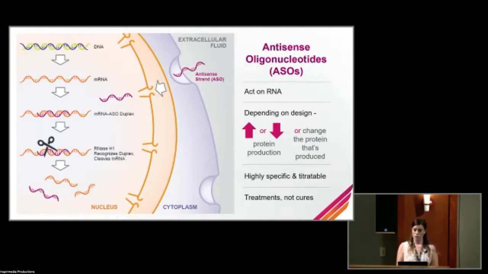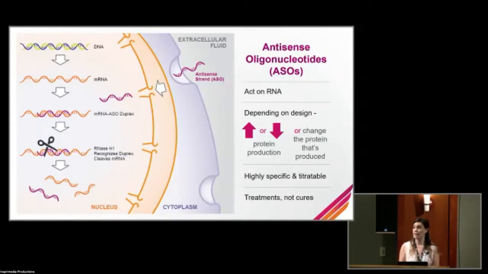And so the purple molecule is made of chemically modified DNA, and we design an ASO so that it will recognize the mRNA of interest. When the ASO binds to the mRNA, it creates this duplex, which is shown by the orange and purple strands interacting with each other.